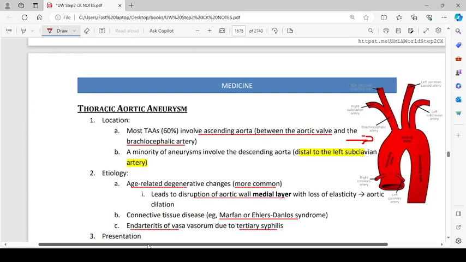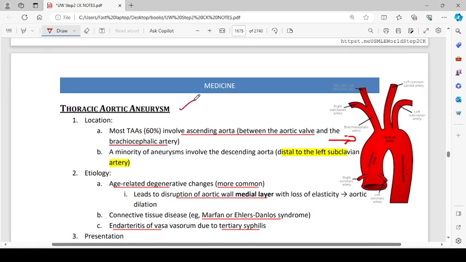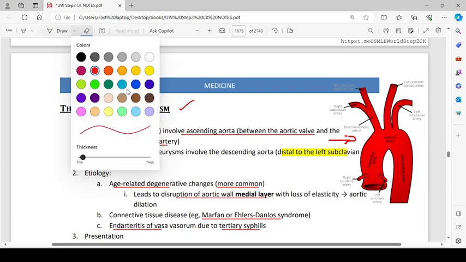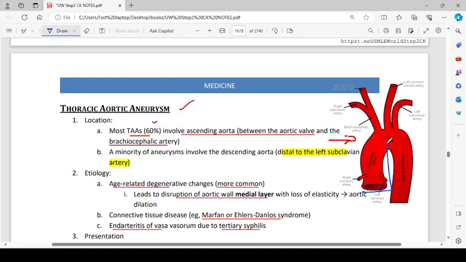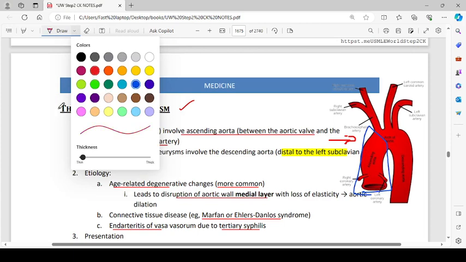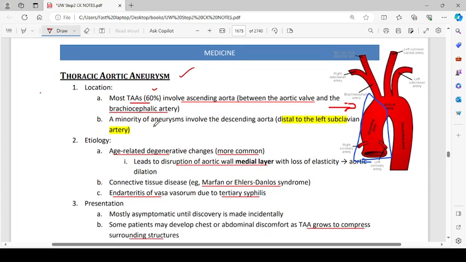Now let's talk about thoracic aortic aneurysm. For thoracic aortic aneurysm, hypertension is the single biggest risk factor for rupture. Regarding location, most thoracic aortic aneurysms, like 60%, involve the ascending aorta between the aortic valve over here and the brachiocephalic artery. So like this portion, okay, I have to change the color. They're talking about this portion, between the aortic valve and the brachiocephalic artery. This is the region most commonly involved. A minority of aneurysms involve the descending aorta distal to the left subclavian artery, like distal to this point.